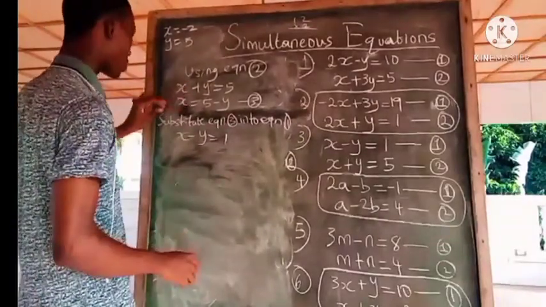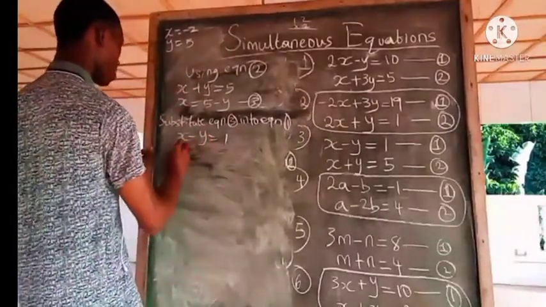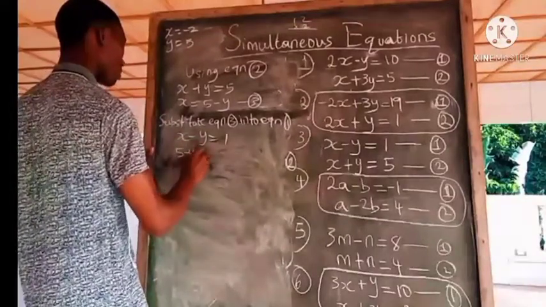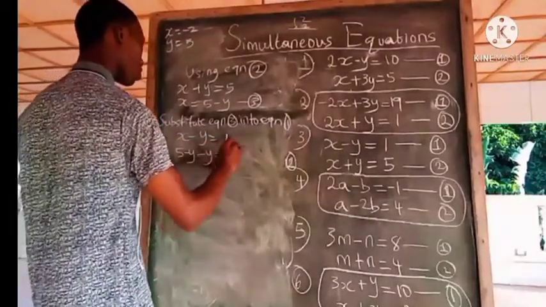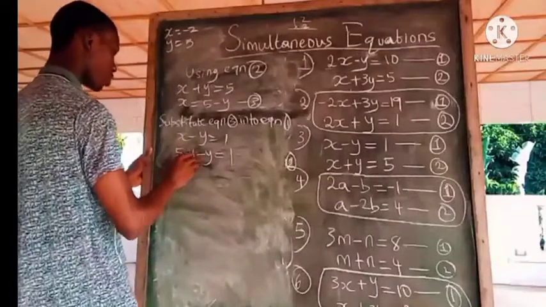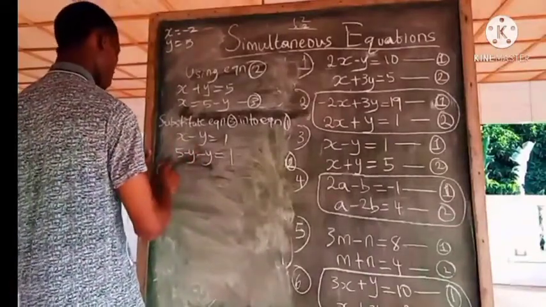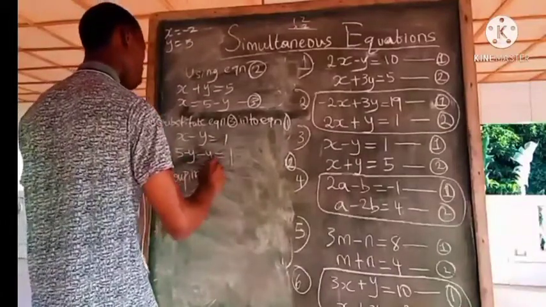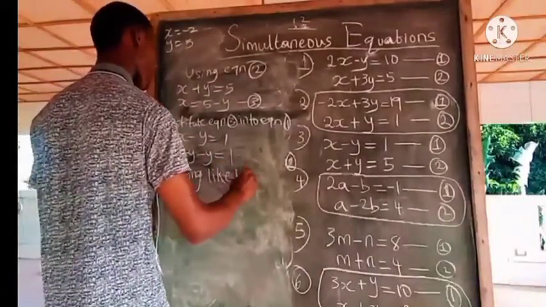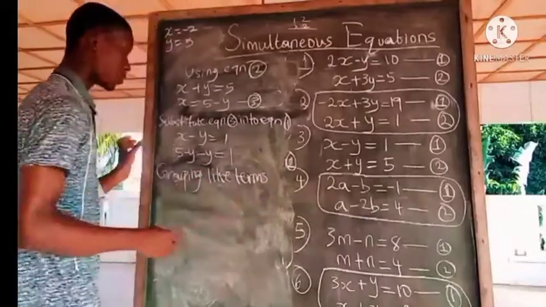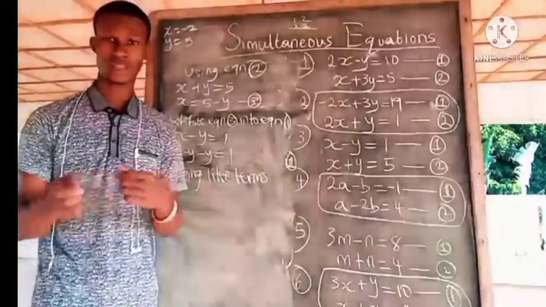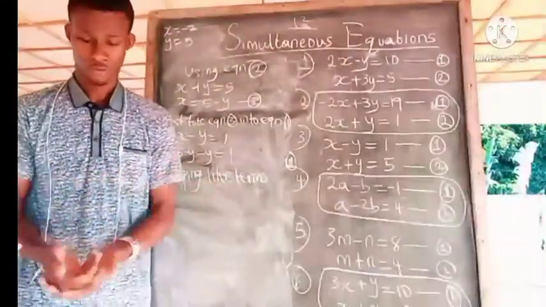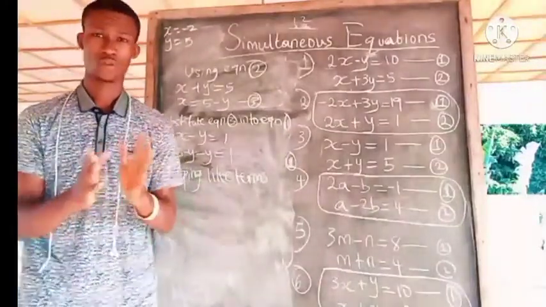So now our x will just be represented over here. So we are getting what? 5 minus y is equal to 1. So at this point, we are now grouping items, right? Grouping like things. Please ensure that you are following up. Anything that will distract you, just take it away from you and concentrate in this lesson so that you don't miss out.